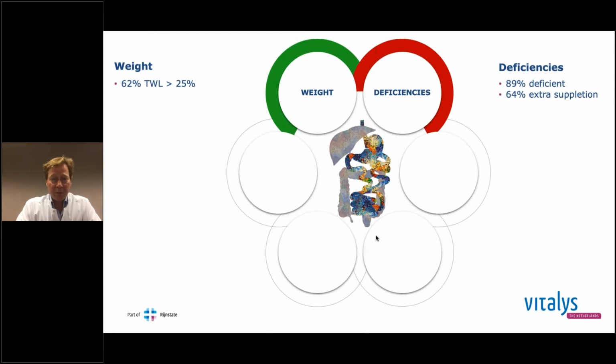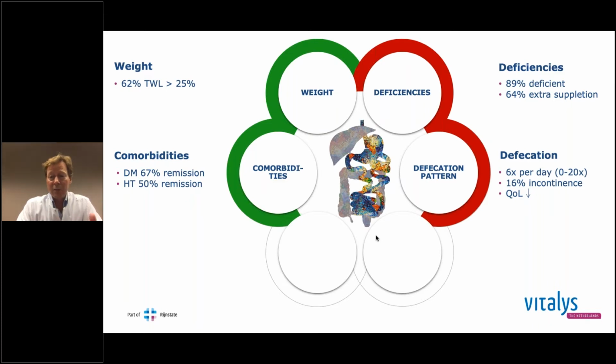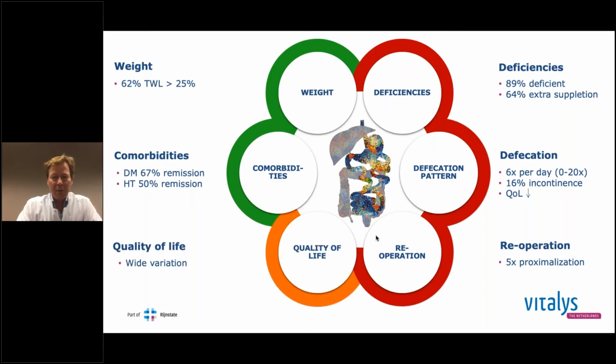So that means it's a very effective revisional procedure in terms of achieving weight loss and probably also resolution of comorbidities, because they go hand in hand. You can see here that diabetes and hypertension remission is very good, but it comes at a price of deficiencies. You need to be very careful and very strict in your follow-up. Of course, the diarrhea, or defecation pattern, needs to be addressed, although the majority say they can reasonably live with 5 or 6 defecations per day. Some patients would even have 20 per day, and obviously that will lead to a reduction in quality of life. Some patients had to be reoperated to lengthen the common channel. And quality of life obviously shows wide variation.